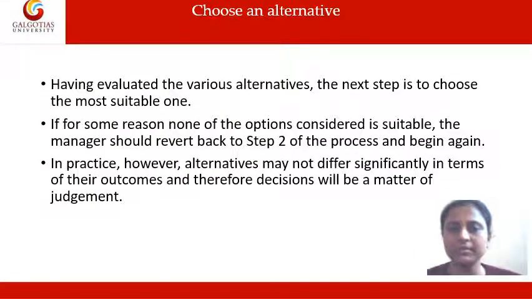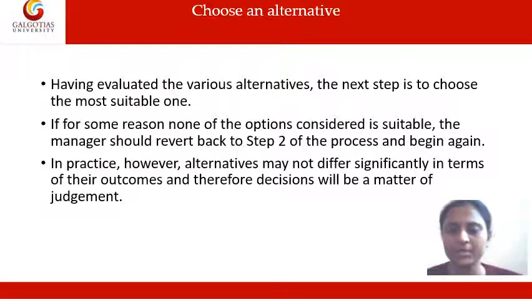Now, after the evaluation of various alternatives, the next step is to choose the most suitable out of those. Now, if for some reason none of the options considered is suitable, then the manager will need to go back to step 2 and begin everything again. And if there are suitable alternatives available, steps 2 and 3 have been performed. So now the selection of alternative will be relatively easy.